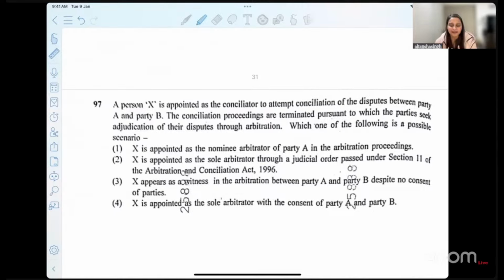Now you have to find out which one of the 4 options is a possible scenario that can arise in this given set of facts. X is appointed as a nominee arbitrator of party A in the arbitration proceeding. If you have referred to section 11, and the 5th and 7th schedule of the Arbitration Act, you will understand that if he was already a conciliator and is now to be a nominee arbitrator of one party, that may actually bring in the question of him being impartial, right? So not the best option that we have.